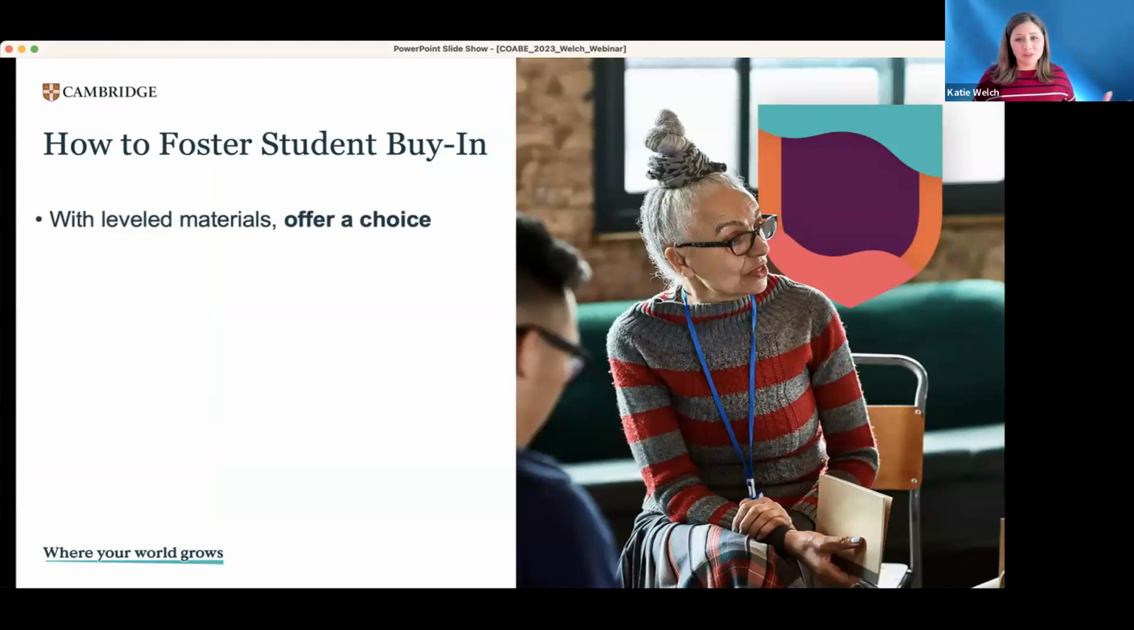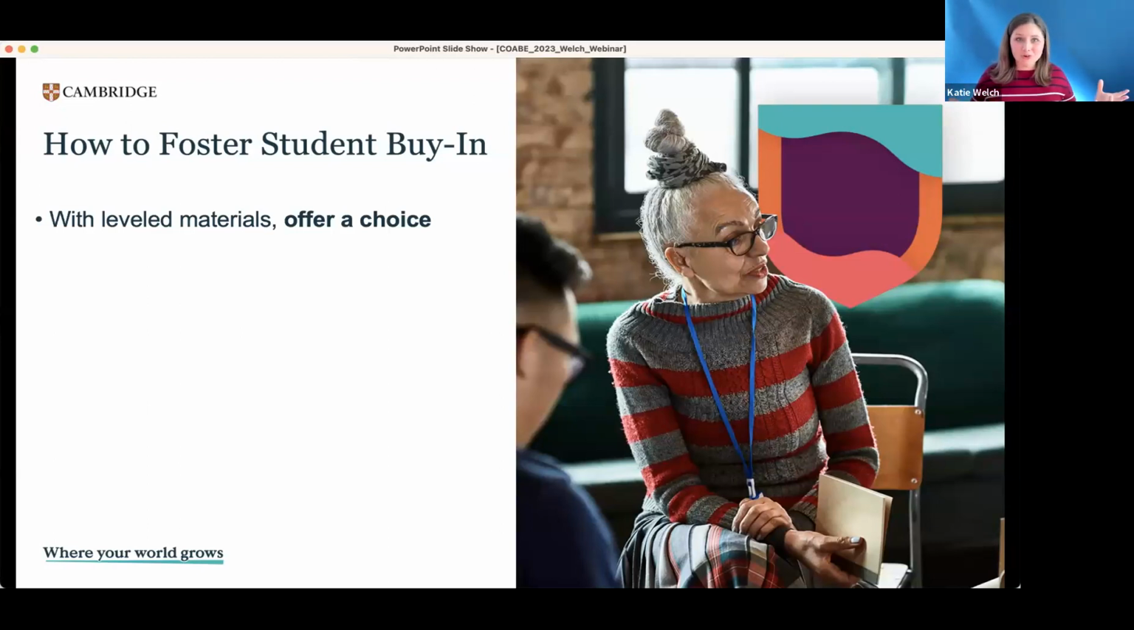And so what I do with adult students is I offer them a choice with leveled materials. So it is not very often that I will just say, hey, here I have 3 different activities, kind of an easy, medium, and hard, and this one is the one that you're going to do.